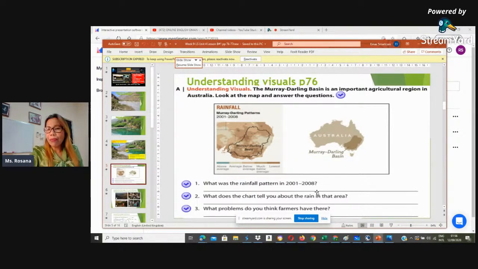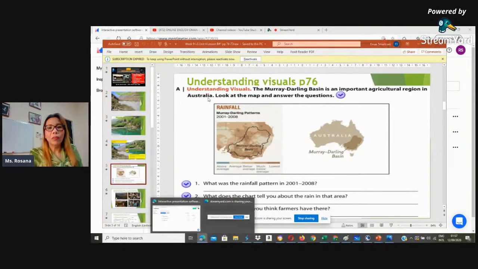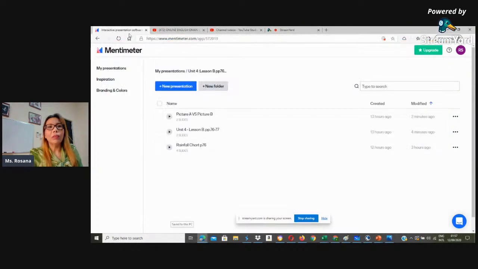Now, what was the rainfall pattern in 2001 to 2008? And then question 2, what does the chart tell you about the rain in that area? Okay, now we're going to answer these 2 questions using the Mentimeter. So let's go back to the Menti presentation. So here, this is the rainfall chart.